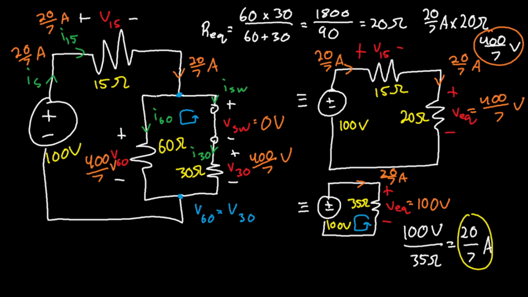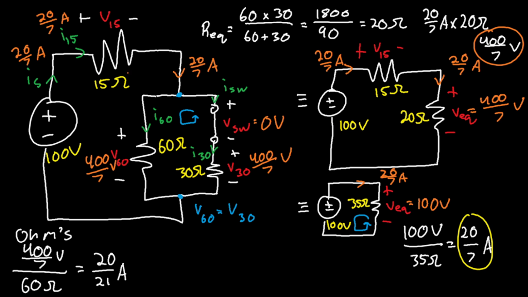All right, what haven't we solved? We haven't solved I60 and I30. So let's go ahead and do that. This is simple Ohm's law. Let's divide the voltage, 400 over 7 volts, divided by 60 ohms. And once you simplify everything, you should get 20 over 21 amps. So that means I60 is 20 over 21 amps.